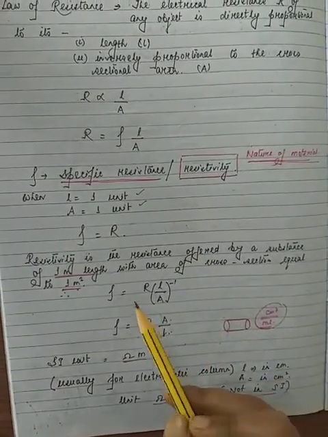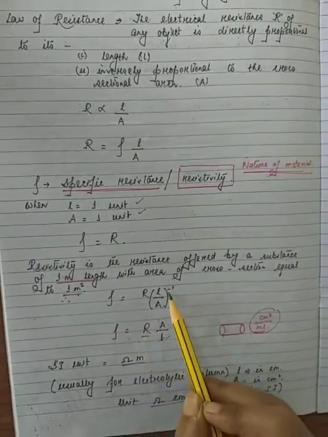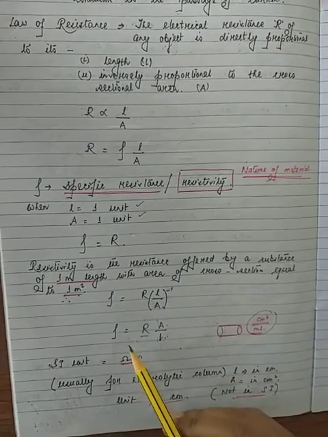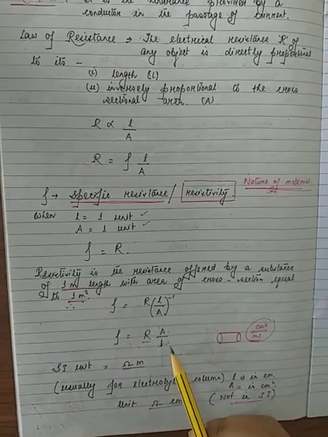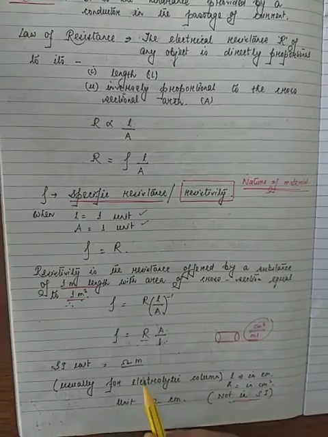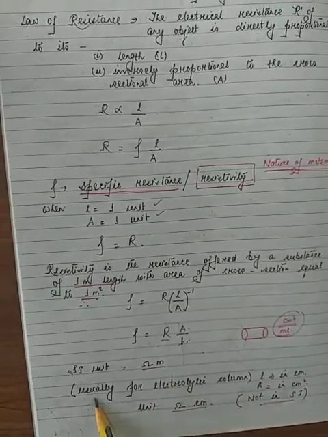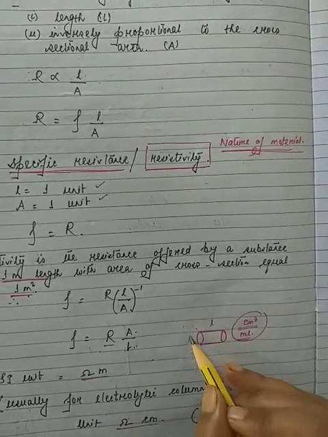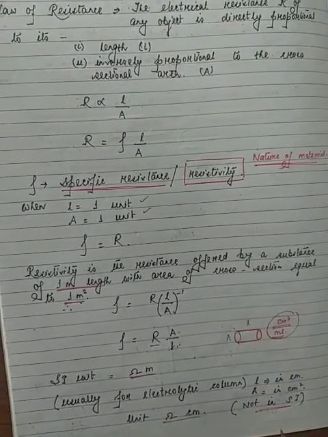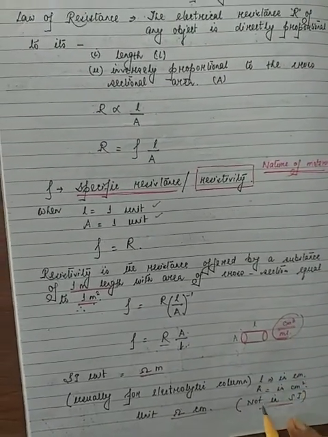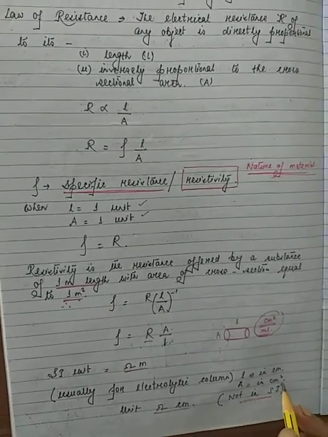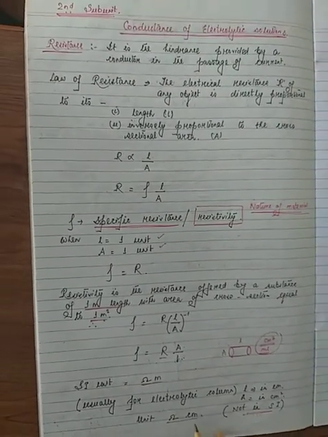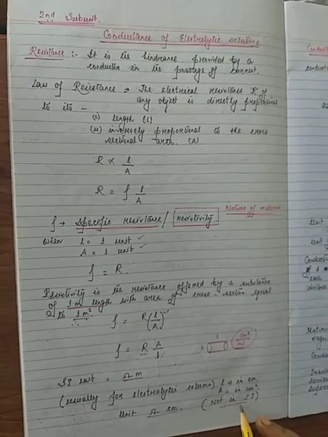So we could write it as rho is equal to R A by L. The SI unit is ohm meter, and usually for an electrolytic column of length L and area of cross section A, the length is in centimeter and area is in centimeter square. So the unit is ohm centimeter, which is not in SI unit.